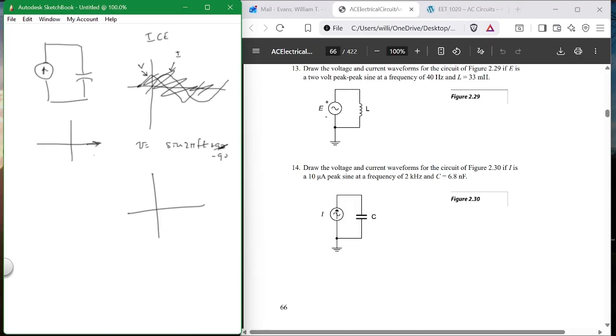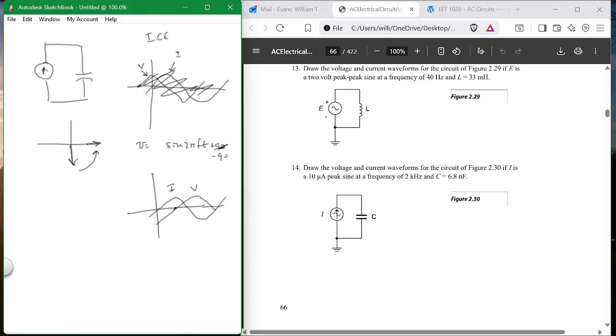Here's my current vector. Here's my voltage vector. So it would be minus 90. It would be back here. If you're spinning this way, this guy is lagging by 90 degrees. So here's my current, and here would be my voltage. It would be cutting right here. So here's my I, and here's my V. So it would be 2 pi f t minus 90. I had a hard time. I don't know if it's just me or whatever.